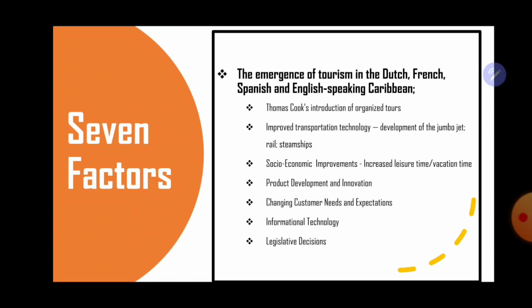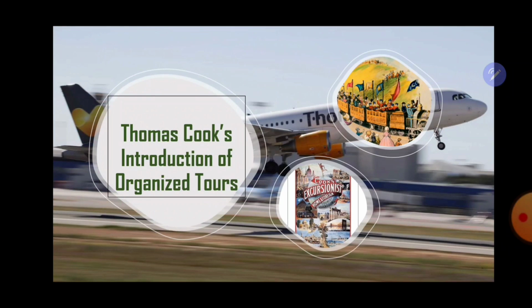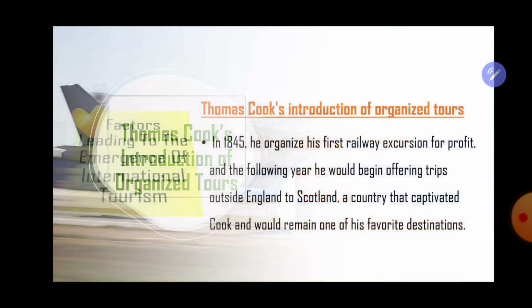So these factors are Thomas Cook's introduction of organized tours, improved transportation technology such as development of the jumbo jet, rails, and steamships, socio-economic improvements, which has to do with increased leisure time or vacation time, product development and innovation, changing customer needs and expectations, information technology, legislative decisions. Now, let's take them step by step, looking at some key points that you could include under each of your factors, right? The first point that we'll look at is Thomas Cook's introduction of organized tours.